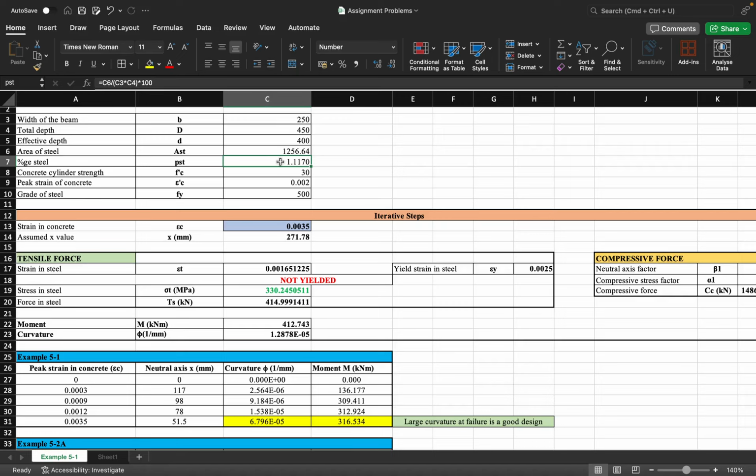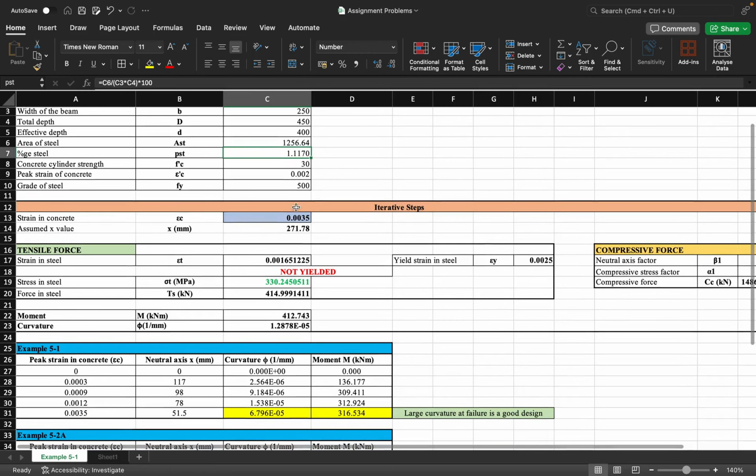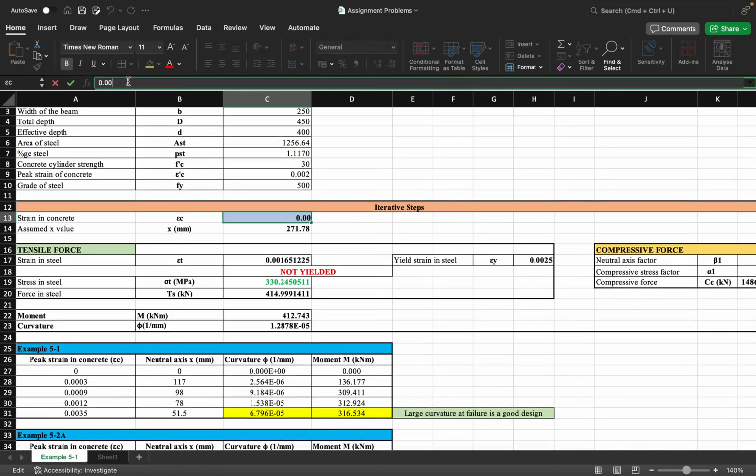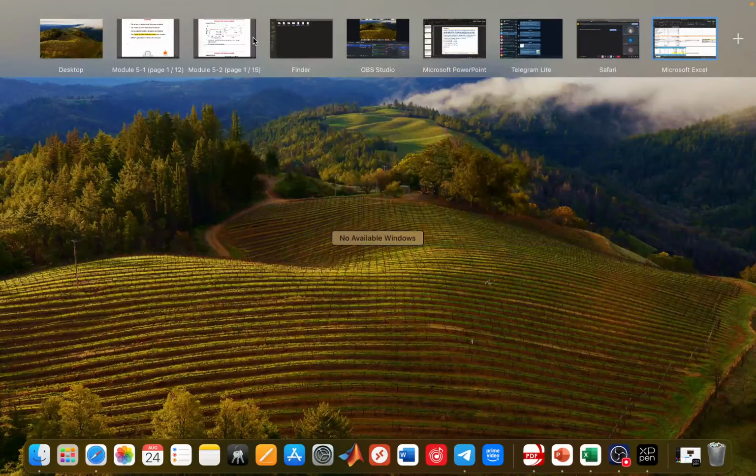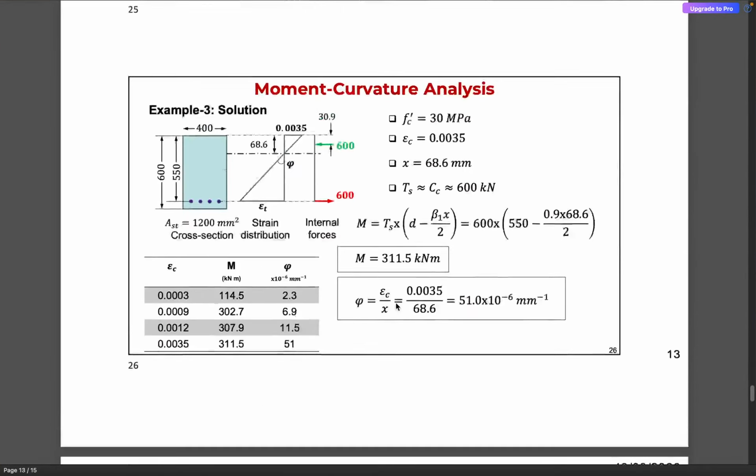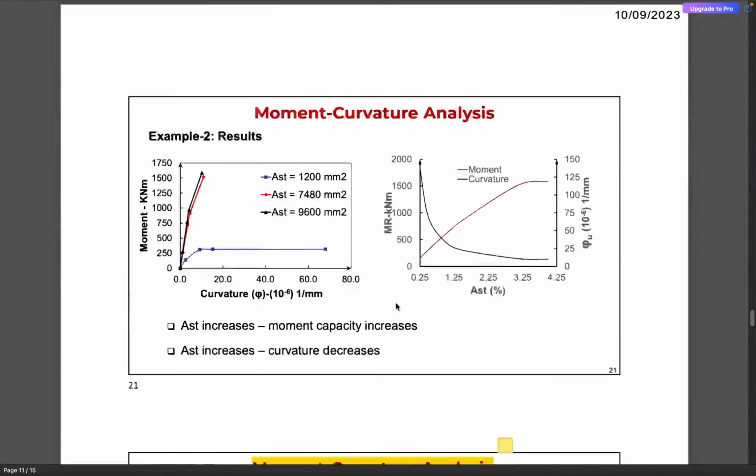and the corresponding percentage of steel is 1.12%, f'c is 30, epsilon'c is 0.002, and fy is 500. Okay, now we need to enter the value of 0.0005. Okay, so it is a very small value of strain. So let me take you back to this slide as to how to perform the moment curvature analysis.